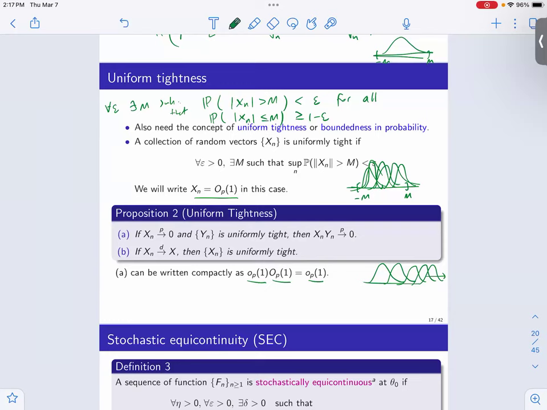The converse is obviously not true, but this is also intuitively clear. If the distributions are converging to a certain thing, then certainly the mass is going to be contained. So you can look at the mass of the limit. This limiting random variable is tight, and the distributions are approaching that. So you should be able to easily prove this statement. Okay. So these are the facts that we need about convergence or uniform tightness.